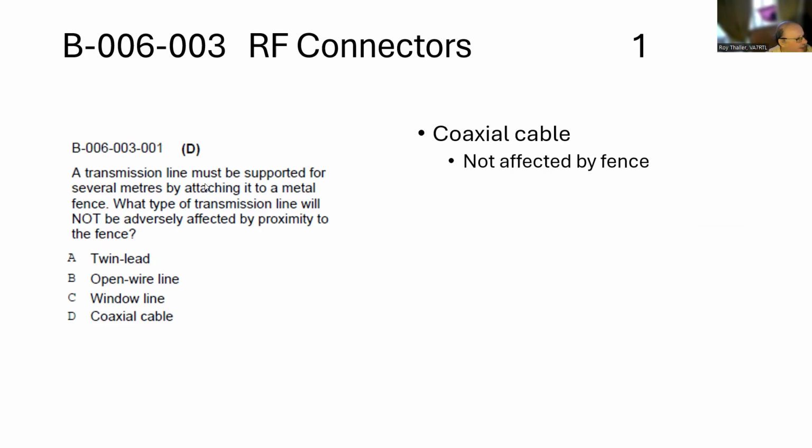A transmission line must be supported for several meters by attaching it to a metal fence. What kind of transmission line will not adversely be affected by the proximity to the fence? In this case, if you're close to some metal object, you want to use a coaxial line, a coaxial cable. So D is the correct answer. The others may be affected by the metal object or the metal fence.